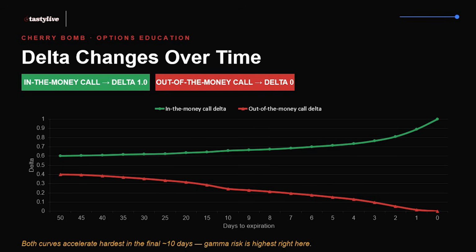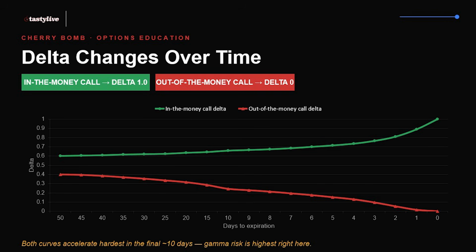What you see is with 50 days to go, the options' deltas are less than what they will be at expiration. If the stock price stays where it is, the delta of the in the money call will go, in this case, from 0.60 all the way up to 100. It grows towards 100. The out of the money call, if the stock price just stays where it is and time passes, the delta of that call will go from 0.40 to 0.